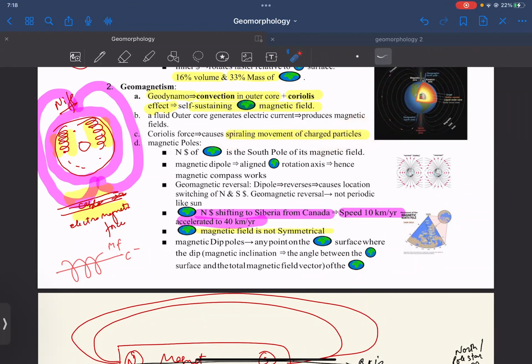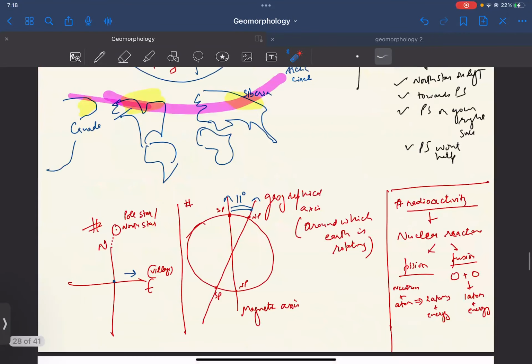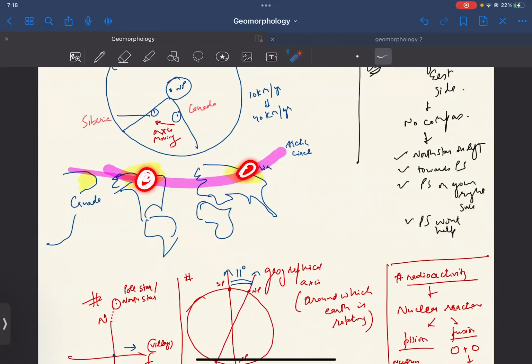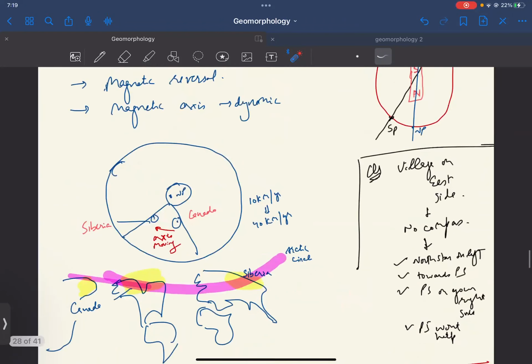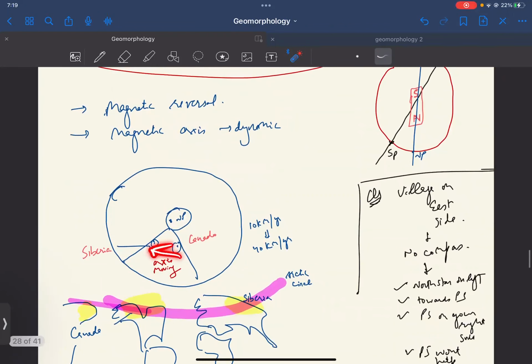Rather, it is happening like this. This is the Canada region. This is Siberia. Over here also, if you look at the west part of Canada, there is Siberia. So how is the magnetic axis moving? From the Canada region towards the Siberia region. This is how it is moving. So keep this in mind. Yesterday I told you Siberia to Canada, sorry, that was wrong, it is Canada to Siberia. This is how it is moving.